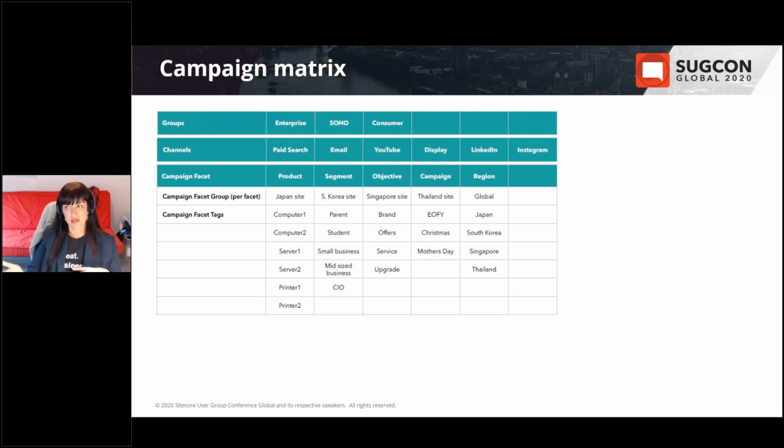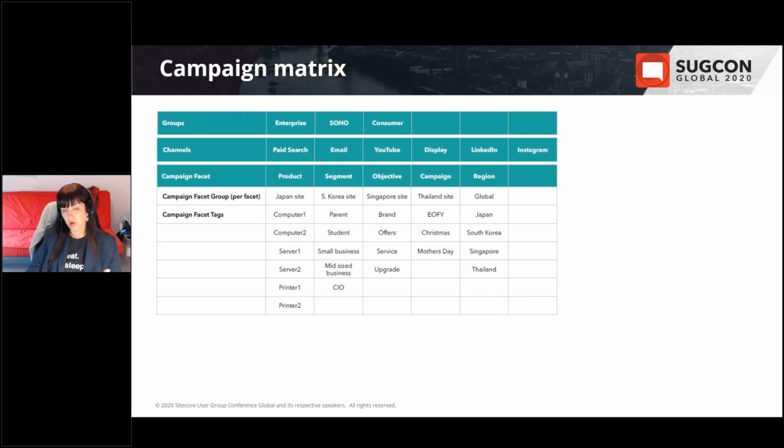So this matrix here has groups across the customer segments. It has the channels that are being used. And then in the campaign facets, there's actually 2 levels in there. So there's campaign facets of product, segment, objective, campaign, and region. And then underneath each of those campaign facets, they're all broken out by site, okay?